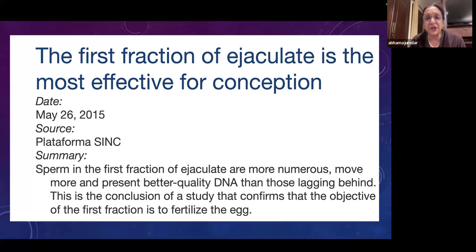Sperm in the first fraction of ejaculate are more numerous, move more, and present better quality DNA than those lagging behind. This is the conclusion of a study that confirms that the objective of the first fraction is to fertilize the egg. So, see, we have so many misconceptions. Once upon a time, even I thought that the second is always good.